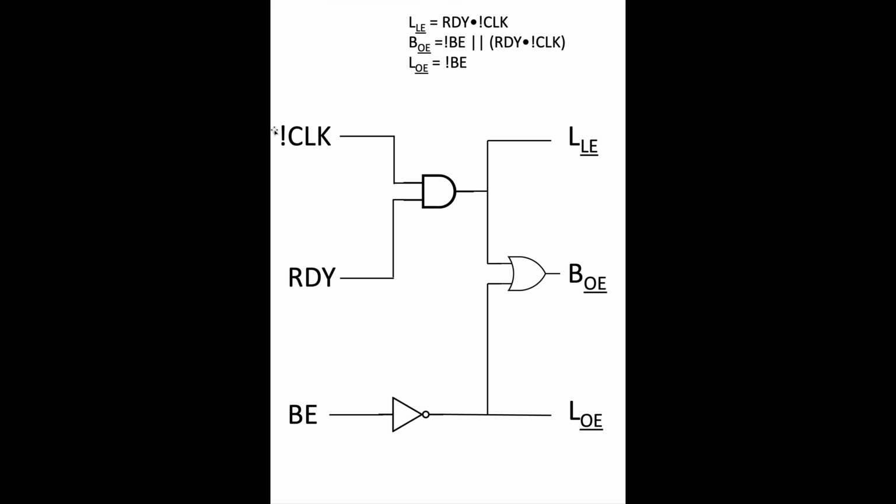So one last thing I want to do is to replace this inverter with an AND gate in order to reduce the number of chips that we're going to need in the final build.